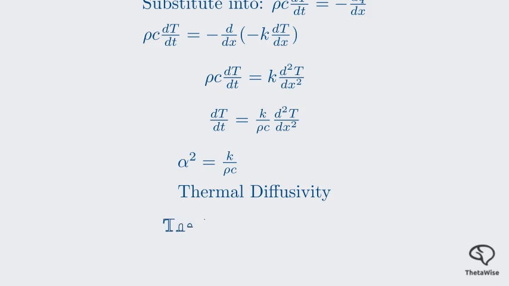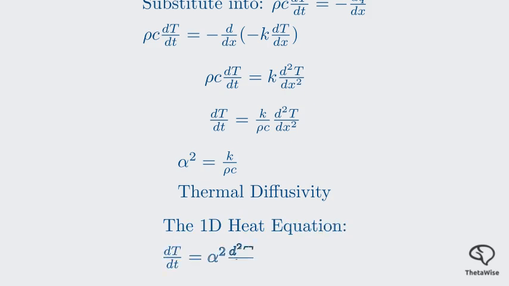So the final form of the one-dimensional heat equation is dT/dt equals alpha squared times the second derivative of T with respect to x. This elegant equation describes how temperature evolves in a one-dimensional object. We've derived the one-dimensional heat equation.